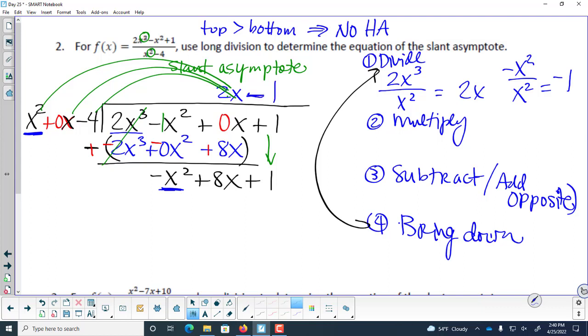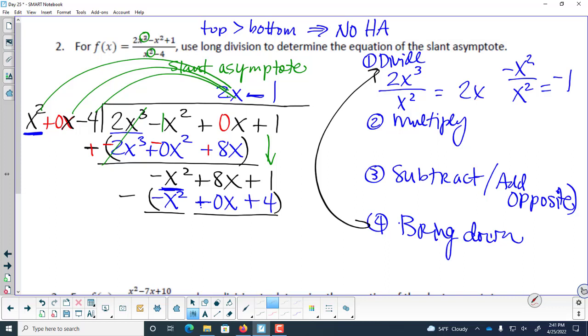And then I distribute the -1 to all terms in the divisor, which is basically just taking the opposite. And then I line them right up below their like term. -1 times x squared, -1 times 0x, -1 times -4, oops, +4. And then we subtract all of those from the like terms that are lined up, which is nice.